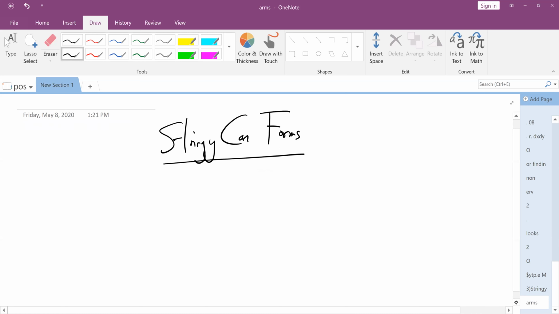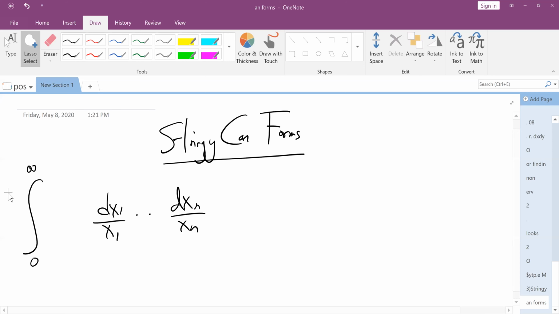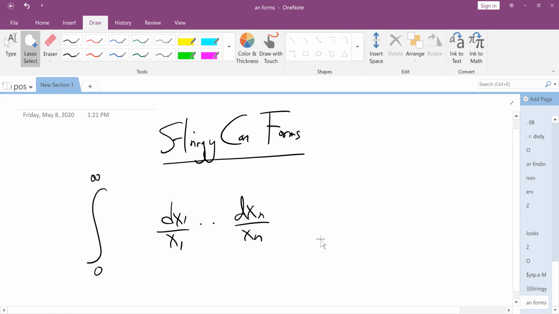So let's say we have a form that looks like dx1 over x1 up to dxn over xn. And I want to integrate it from 0 to infinity for everyone. Obviously, it's divergent. But what we're going to do is sort of regulate that divergence in an obvious way.